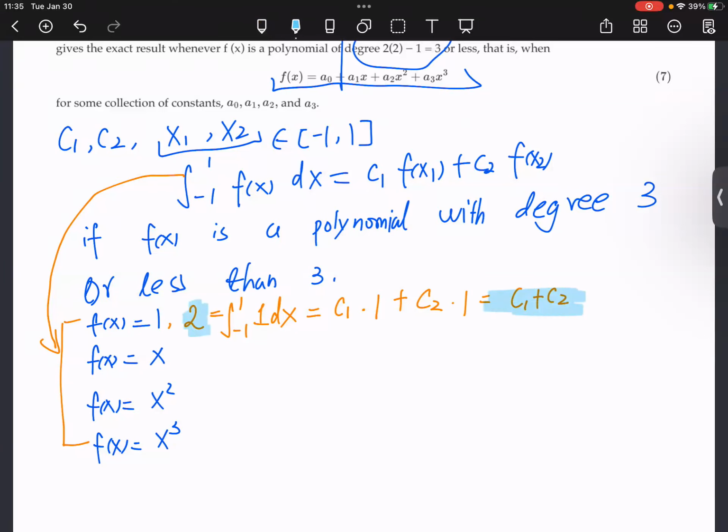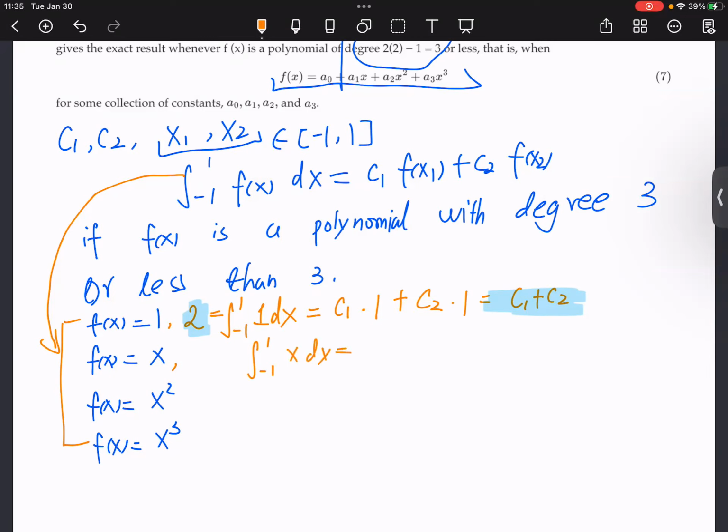You are going to see 4 equations here, and we have 4 unknowns to solve: C1, C2, and x1, x2. With these 4 equations, we can solve for the 4 variables. The next thing is to plug f(x) equals x, the linear function, into that quadrature soup. We integrate from -1 to 1 of x dx.